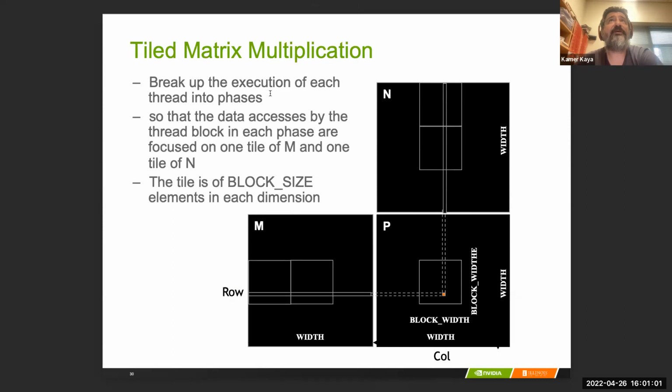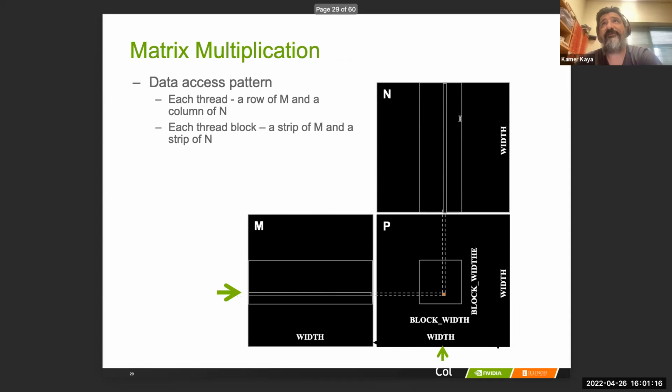So let's break up the execution of each thread into phases such that the data accesses by the thread block in each phase are focused on one tile of M and one tile of N. So what does it mean? We have this region and this region to be accessed by this thread block.